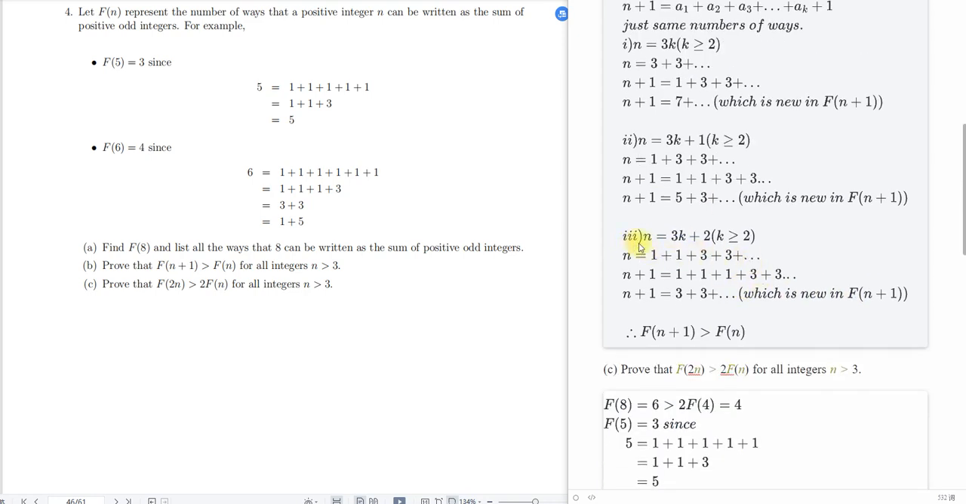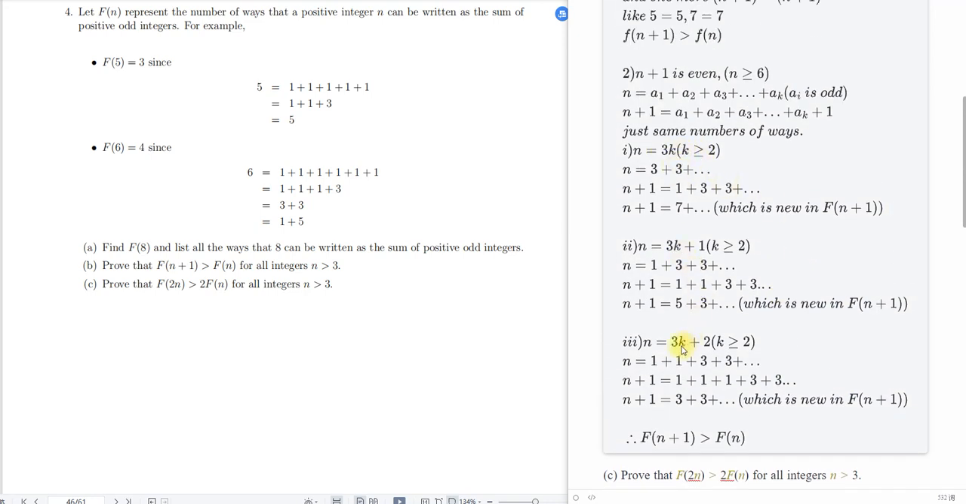So let's discuss the third case, n equals 3k plus 2. So n will be like this, 1 plus 1 plus 3 plus 3, all the way, and n plus 1 will be 1 plus 1, plus 3, all the way like that, and n plus 1. And these 3 ones will become a new 3, since this one is new, which is new in f(n+1). Okay, so far we discussed all the cases about n, odd, even.